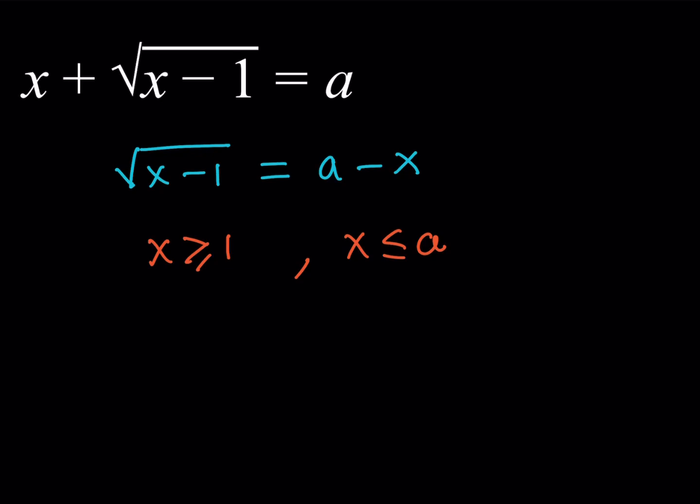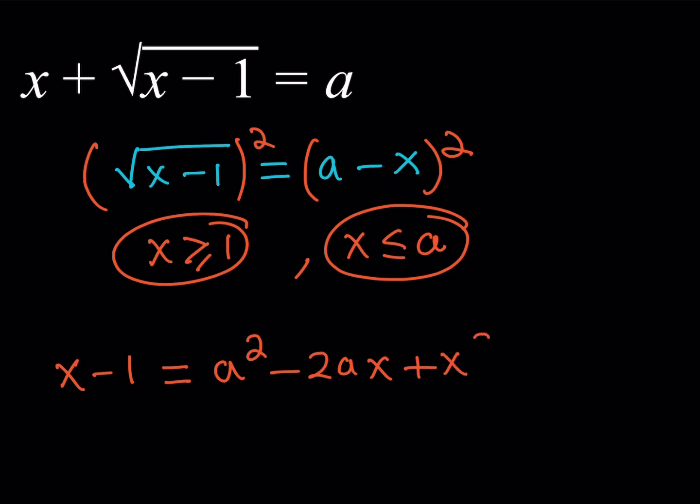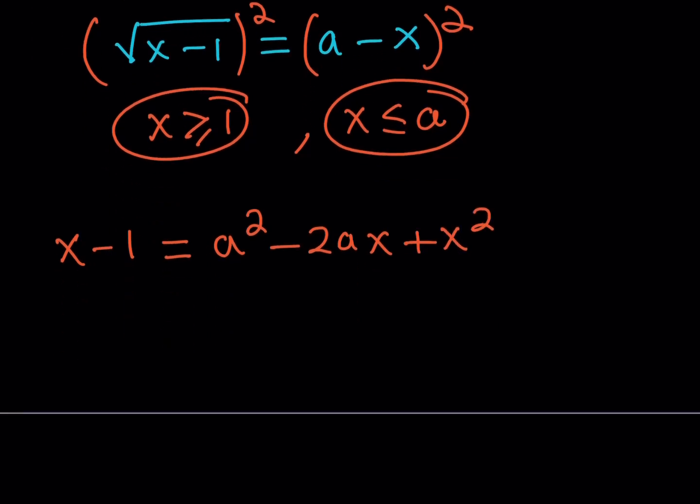So these conditions are going to be important, and we're going to be checking this one. Especially the second one is super important because it gives us a condition that's in terms of a, and we don't even know what the a values or even the x values are. So what are we supposed to do? Having said this, I'm going to go ahead and square both sides, and I should be getting something nicer here, hopefully. So this should be x minus 1, and the right hand side is a squared minus 2ax plus x squared. Let's go ahead and turn this into a full quadratic equation.